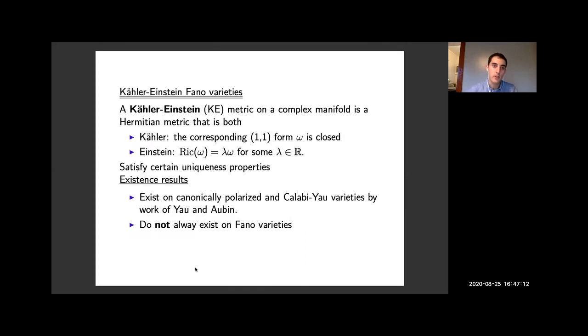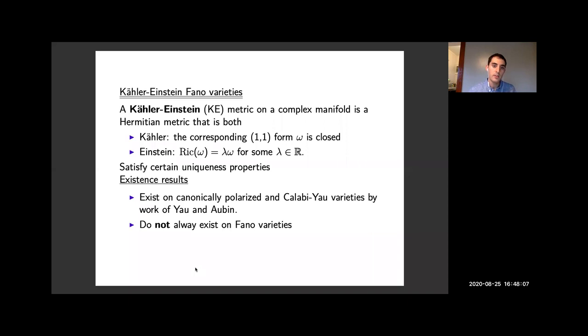It turns out the natural class of metrics to look at are Kähler-Einstein metrics. Let me roughly say what these are. A Kähler-Einstein metric on a complex manifold is a Hermitian metric, which you can think of as the natural cousin of Riemannian metrics, the natural class to look at on complex manifolds rather than real manifolds. And it's going to satisfy two conditions. It's Kähler, meaning this Hermitian metric corresponds to a (1,1)-form that's closed. And it also satisfies the Einstein equation, which says that the Ricci curvature of the (1,1)-form is a scalar multiple of the original (1,1)-form. And what's amazing about these types of metrics is that when they exist, they satisfy certain uniqueness properties.